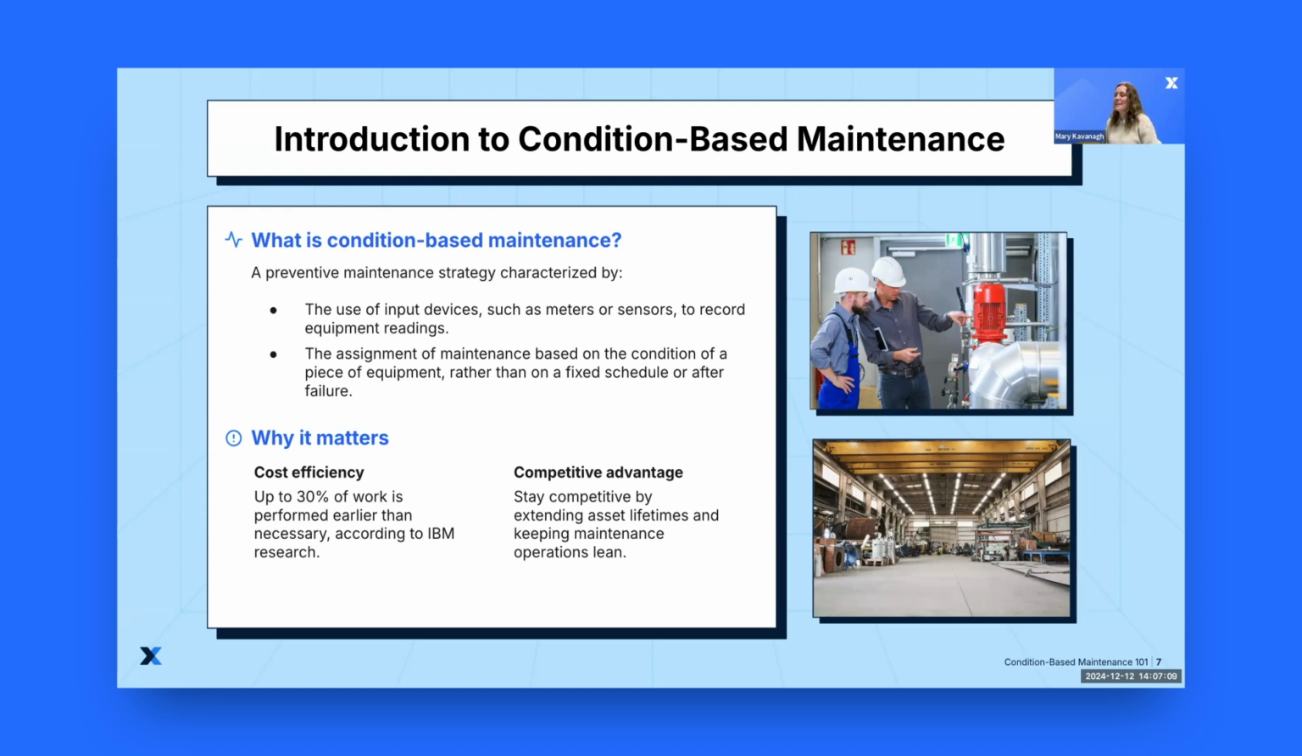Second point here, competitive advantage. We want to stay competitive by extending asset lifetimes and keeping maintenance operations lean. So your assets, of course, we want to make sure that we don't have to replace them all of the time. If it says that that asset should last 10 years, it's a bit rubbish if it only lasts 6 and then we have to invest again to replace it. It's great if it lasts 10, even better if we can make it run perfectly for 12.